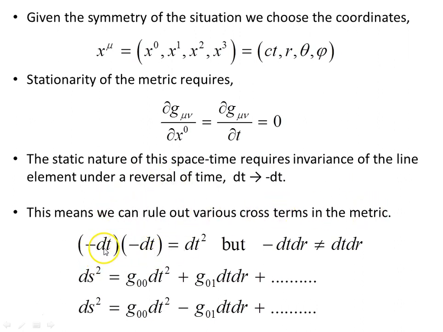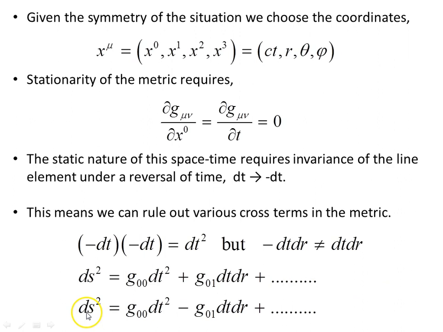So under time reversal, negative dt multiplied by negative dt is dt squared, but negative dt multiplied by dr, or one of the other coordinates, doesn't equal the positive dt dr. And to show you what happens to the line element expanded out, ds squared is this component, dt squared, plus this component, the metric times dt dr, and so on and so on and so on.